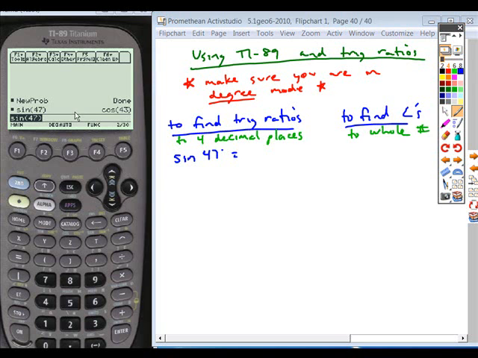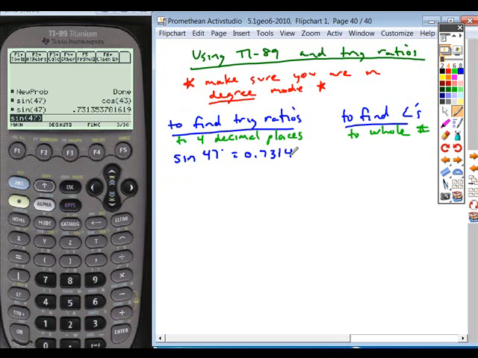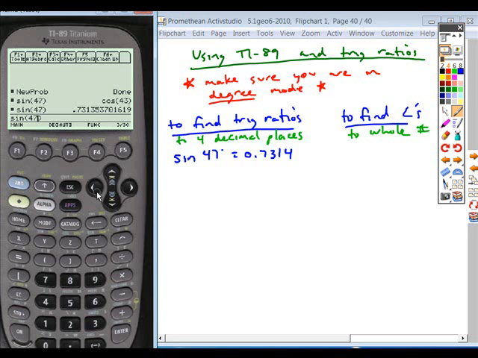So if we're looking to evaluate this, we either need to hit the green diamond button. That guarantees that your answer is in decimal form. So here I get 0.7314, again rounding to that 4th decimal place. Or I could have also just put a decimal point in my display, and that would give me my answer in decimal form as well. So choose one of those 2 things.